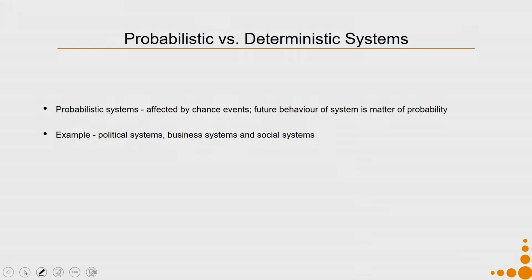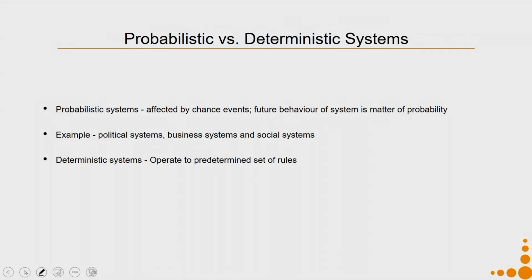So we can never say that a business system will take direction A only. We always have that it can take direction A or B or C, depending on some chances happening which lead to context A, some other chance events which can lead it to context B. Similarly, social systems are also probabilistic systems.